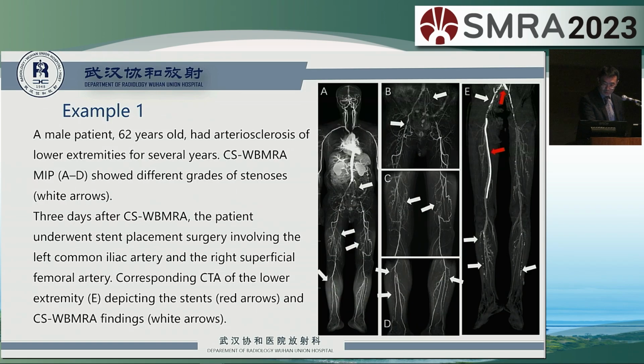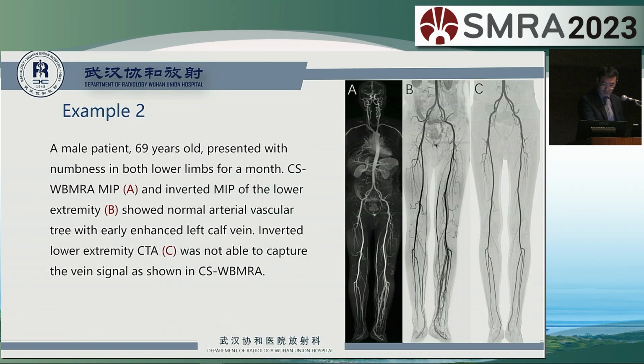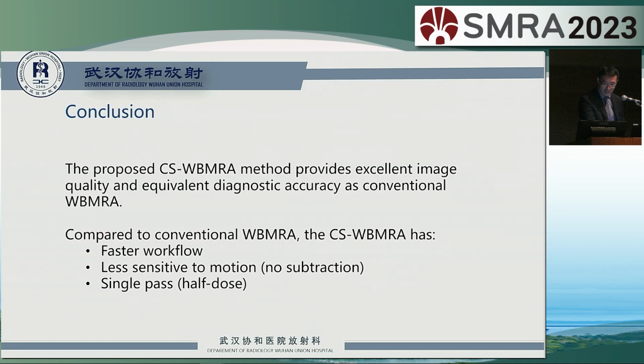And they also show 2 clinical examples. So this one has multiple stenosis, and this is the second example. So in conclusion, this proposed CS-based whole body MRI offers a fast workflow and is less sensitive to motion, and it's only a single pass. They have recently published this paper in the JCMR, so if you have interest, you can take a look.